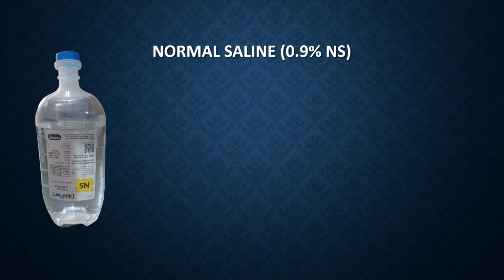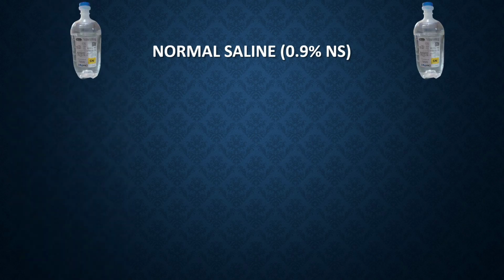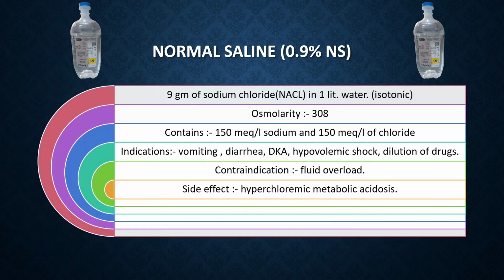Now we will discuss normal saline, 0.9% NS. It contains 9 gram of sodium chloride in 1 liter of water. It is isotonic or slightly hypertonic. The osmolarity of the fluid is 308. The osmolarity of the body fluid or plasma is 270 to 290, so it is isotonic or slightly hypertonic. It contains 150 milliequivalent per liter of sodium and 150 milliequivalent per liter of chloride.